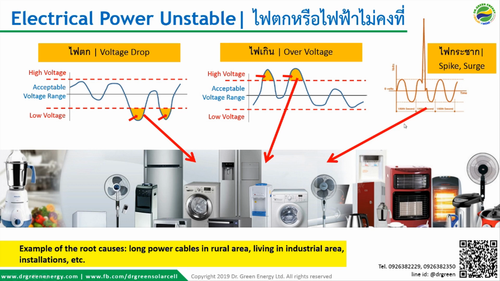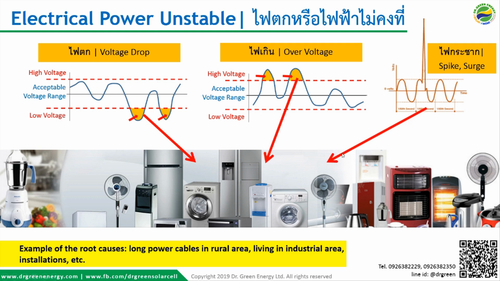Okay. And the last case is the surge and the spike. In this case, you will find it if you live nearby an industrial park or industrial area. Once the factory turns on the motor or the pump, sometimes it will cause a spike and surge because of that particular load powering off and on.